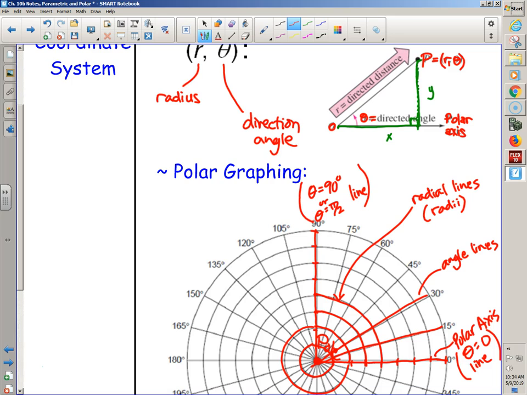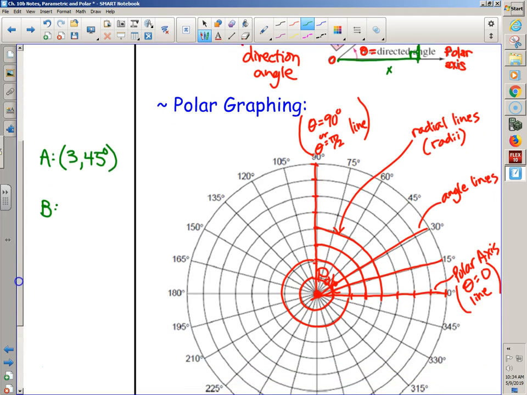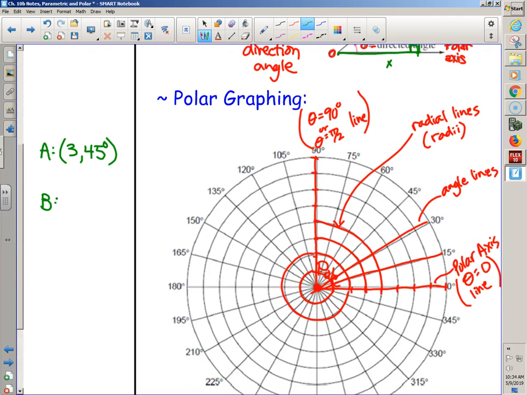How do we put all this together? Let me show you a couple points real quick. What if I was to have you graph the point A and graph the point B? For the point A, let's do (3, 45 degrees). This is how a point is going to look. The 3 denotes a radius, and 45 denotes an angle. So couldn't I go to the 45 angle line, and go out 1 radius, 2 radii, 3 radii? So where would the third radial line and the 45 line connect? Right there.